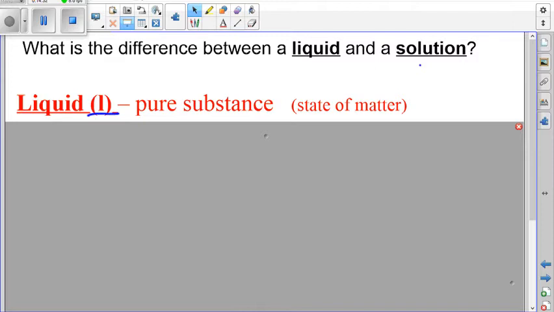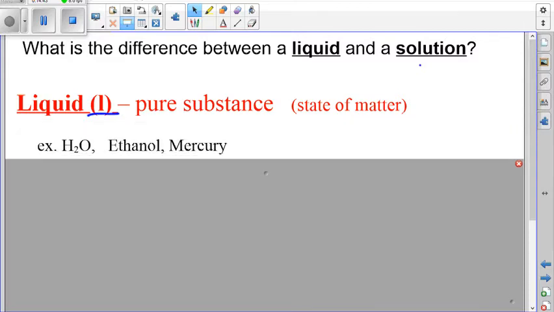So pure H2O is a liquid. Like H2O, or if you had some pure ethanol or some pure mercury. Mercury is a metal that's liquid at room temperature. Fun times.